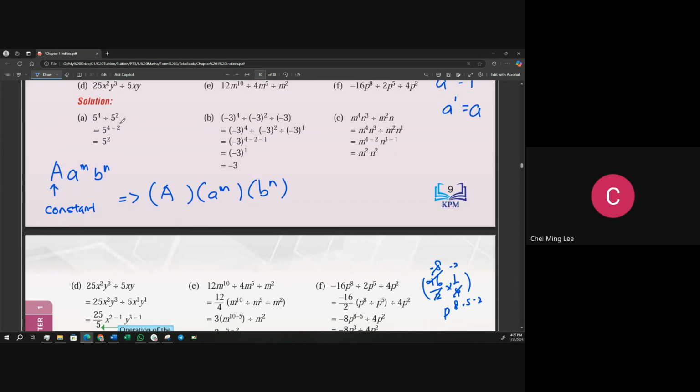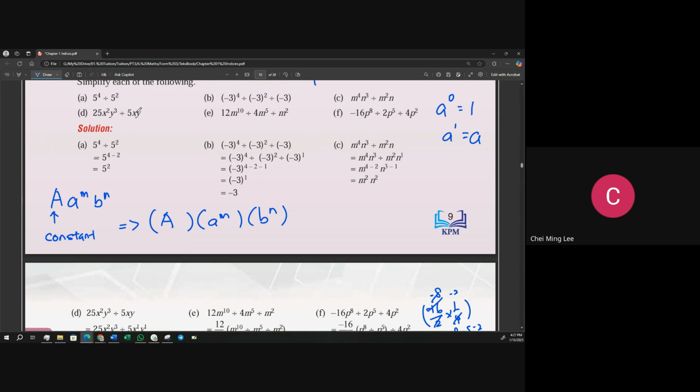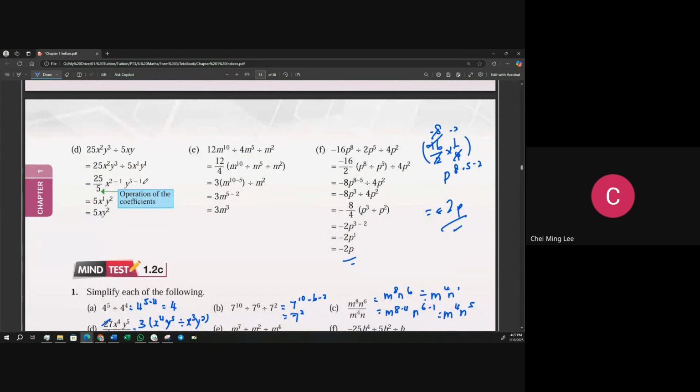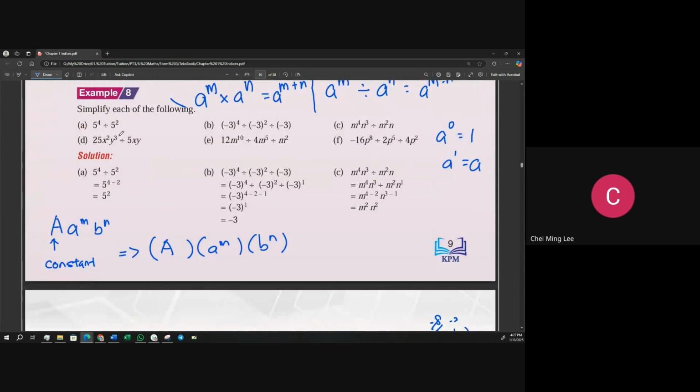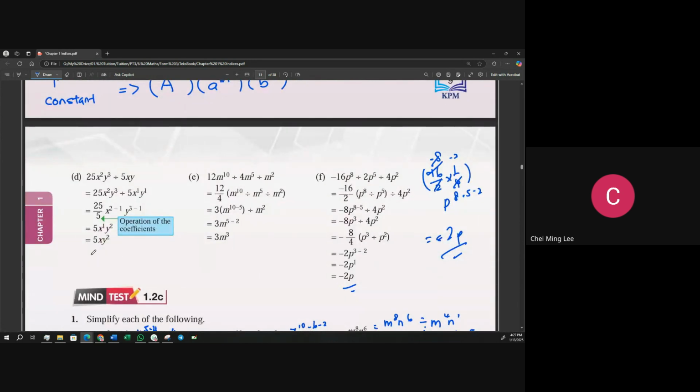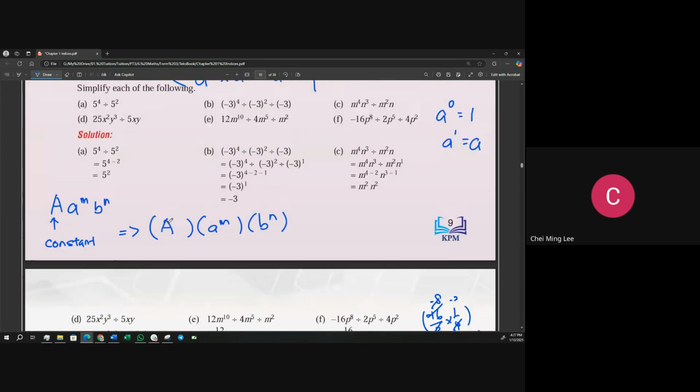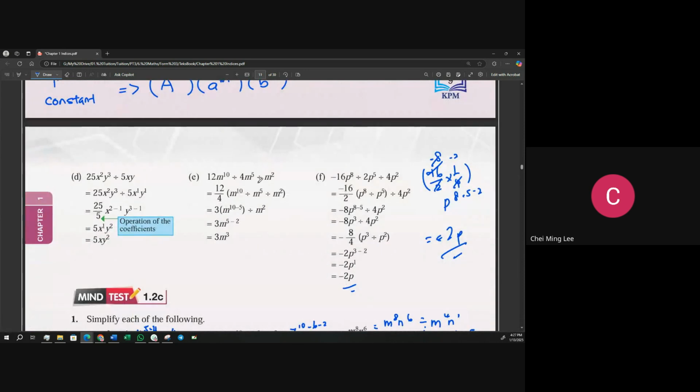Okay. Now, x to the power of 2 minus 1 is x. So 5x. Then y to the power of 3 minus 1 is y squared here. Then for this one as well, we just follow this here. For this one, 12 divided by 4 is 3. 3 divided by 1 is still 3. So left over 3. m to the power of 10 minus 5 minus 2, so left 3, so 3m to the power of 3.